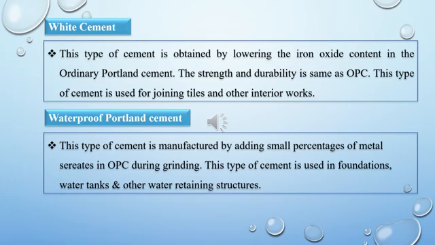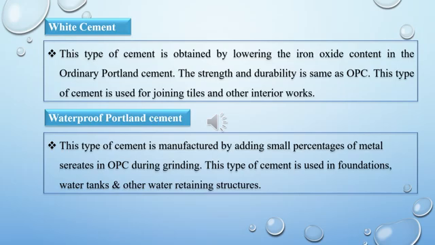And the last type of Portland cement is waterproof Portland cement. This type of cement is manufactured by adding a small percentage of metal stearates to OPC during grinding. This type of cement is used in foundations, water tanks and other water retaining structures. So students, the last one is waterproof Portland cement.